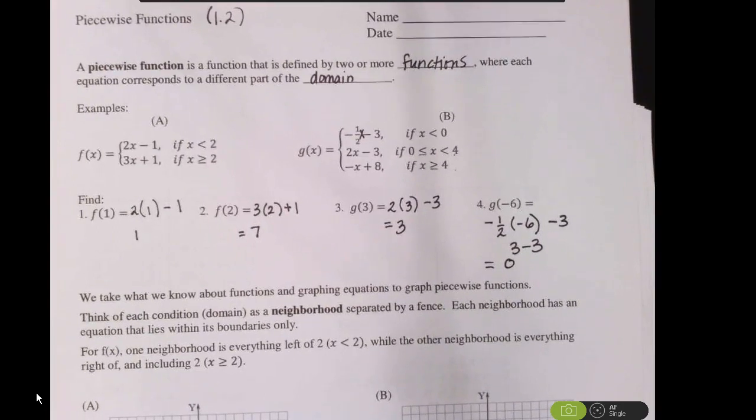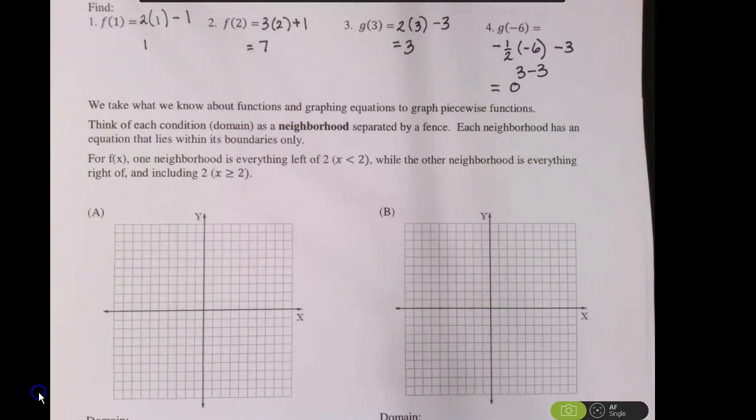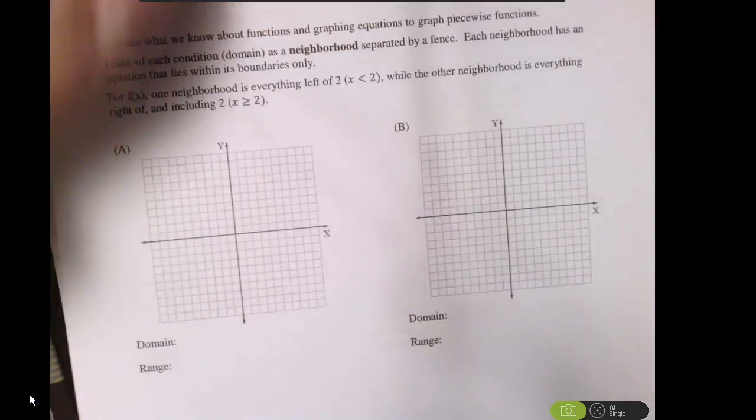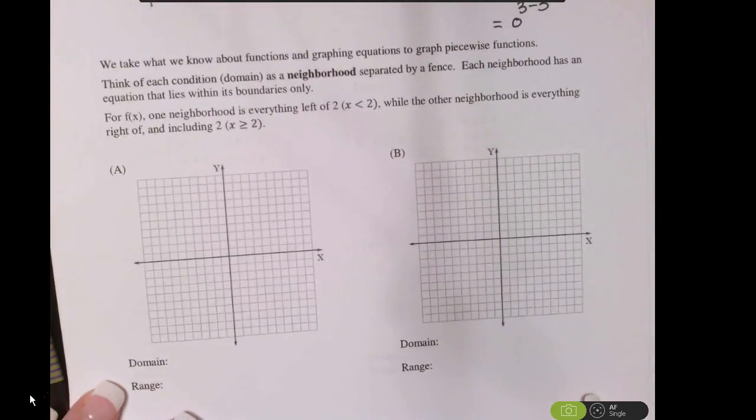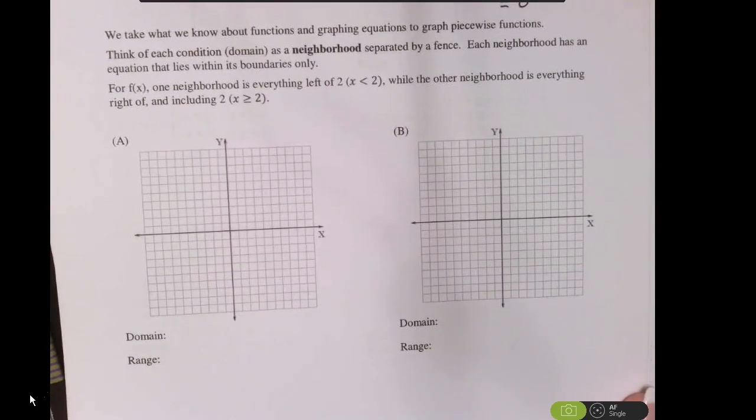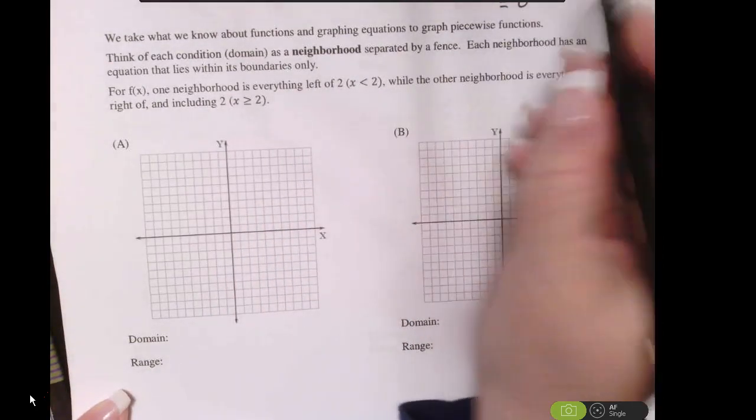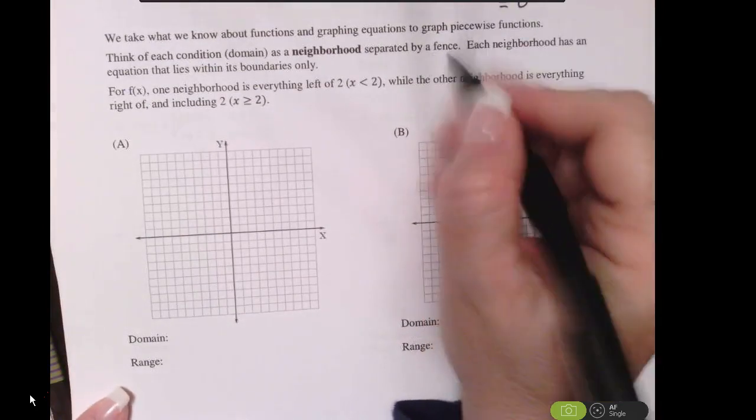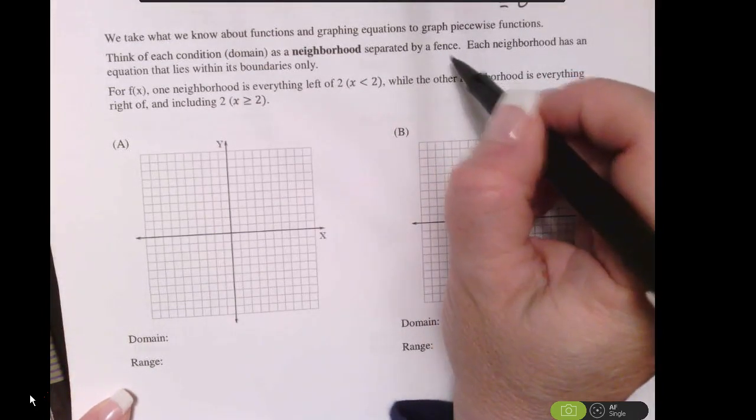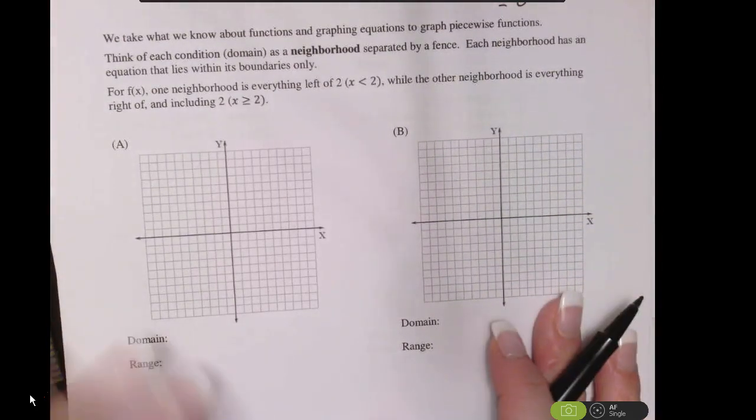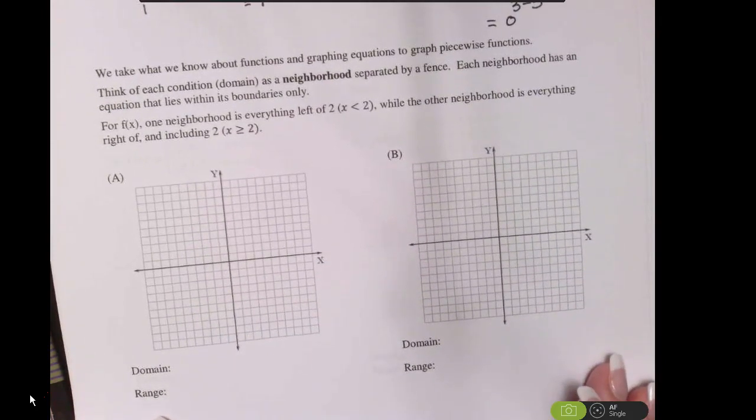The more challenging part of piecewise comes when we're asked to graph those functions. We want to take our two original functions, a and b, and graph them on a set of coordinate planes. We're going to think of each condition or domain as a neighborhood separated by a fence. We're going to shut each fence either with a locked, solid section of fencing, or we might have a gate where we can pass through that section. Each equation is going to lie in one section of the neighborhood only.